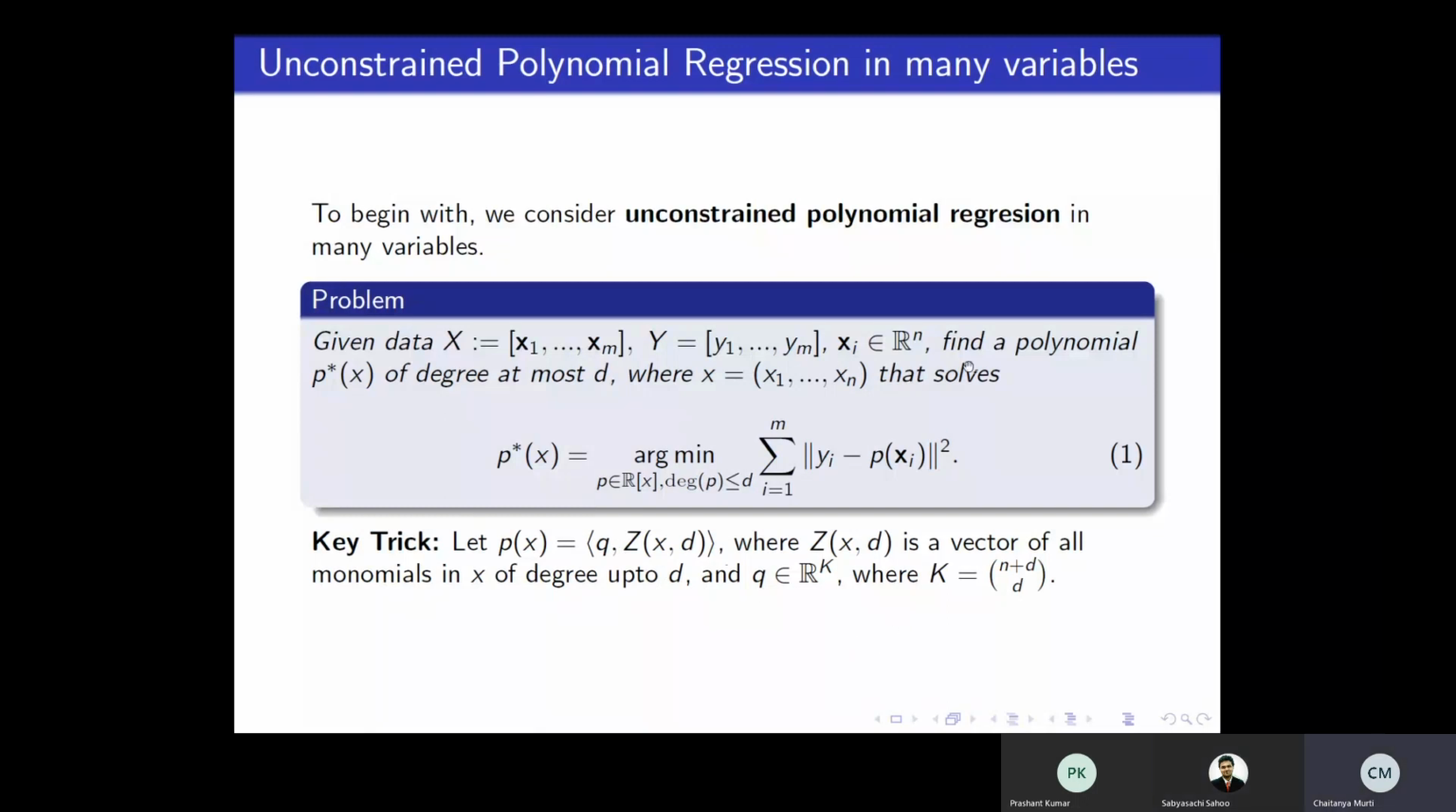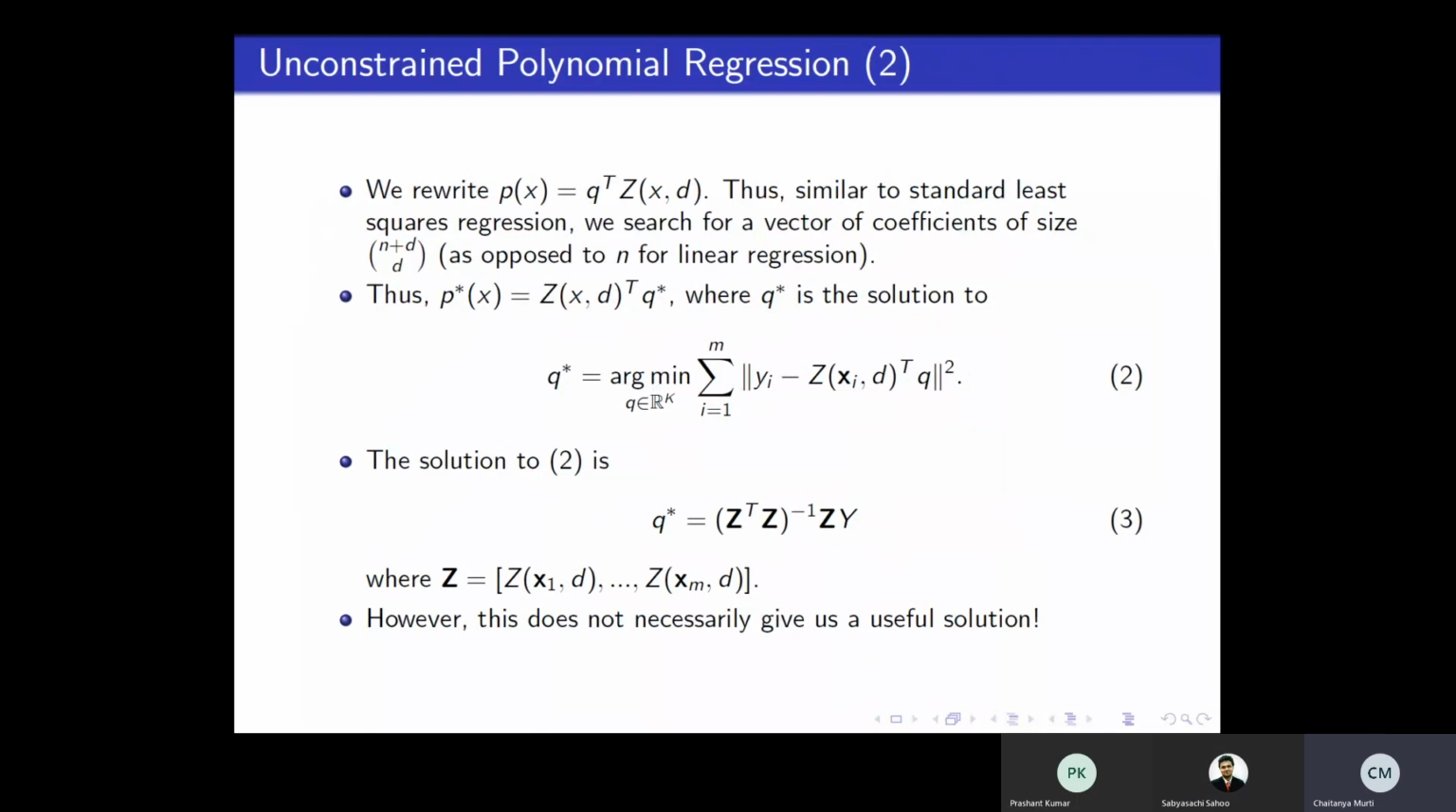Okay, so this allows us to solve this problem using a standard least squares technique. We write p(x) as q transpose z(x, d), and we now solve for the vector q instead of solving over the polynomials. So p star is given uniquely by q star, which is the solution to this optimization problem, equation 2. Now this looks much more familiar. It looks like a standard least squares problem, except instead of x transpose q, it's z(x, d) transpose q. But because we have the data points, these are all constant vectors.